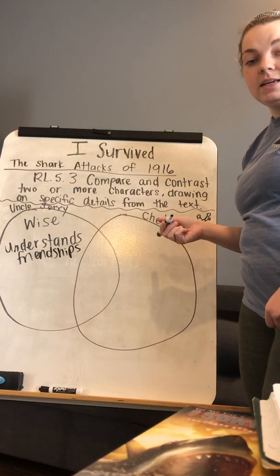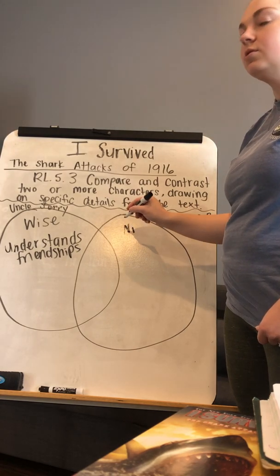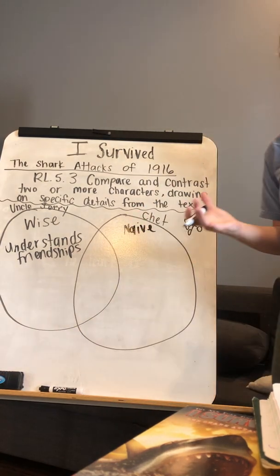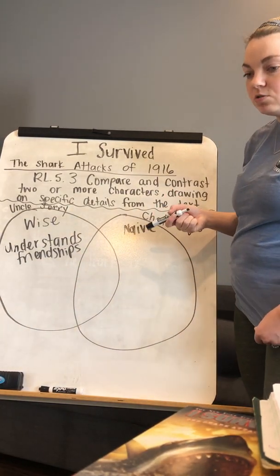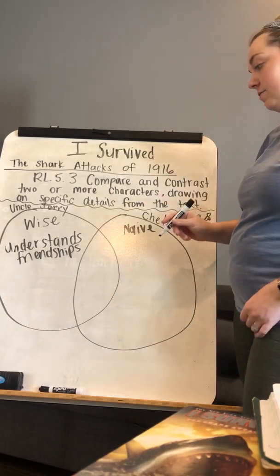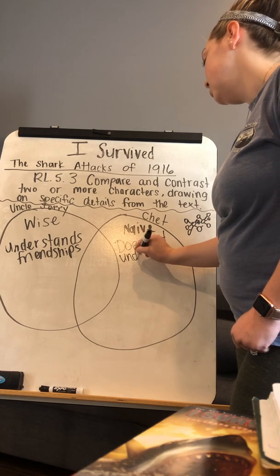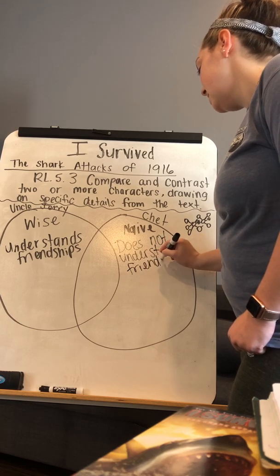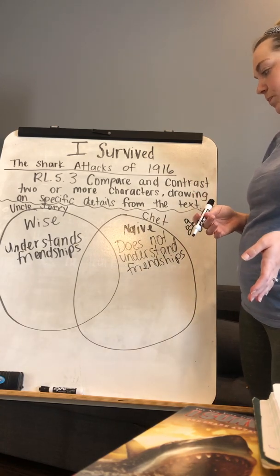Chet, on the other hand, he is very naive. Naive means that you don't have a lot of experience with something. So, Chet is very naive when it comes to friendships because he hasn't had a lot of chance to make friends in his life. So, he does not understand friendships. Remember, because Chet got upset when the boys pranked him. So he didn't really understand that that's just what friends do. Okay?